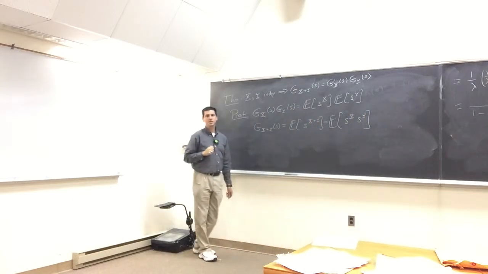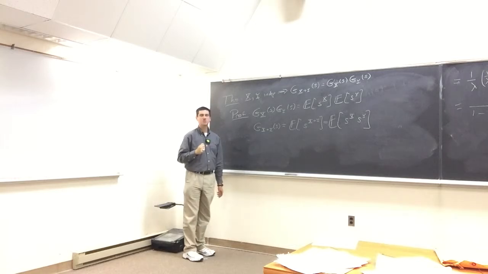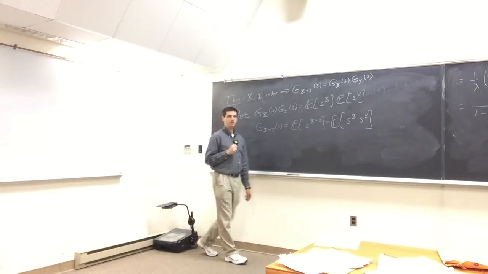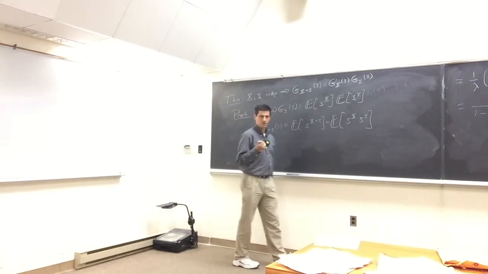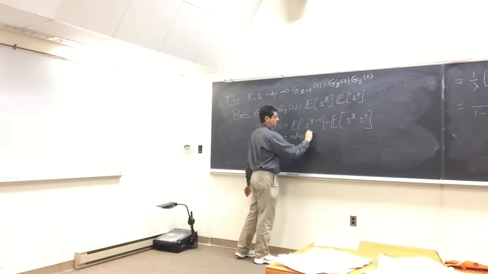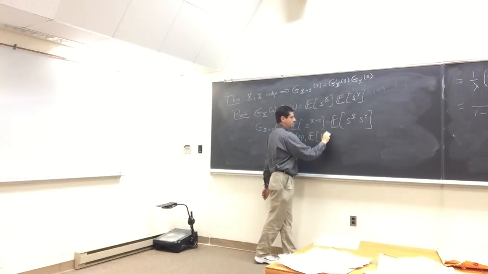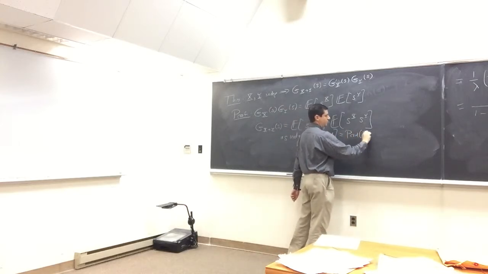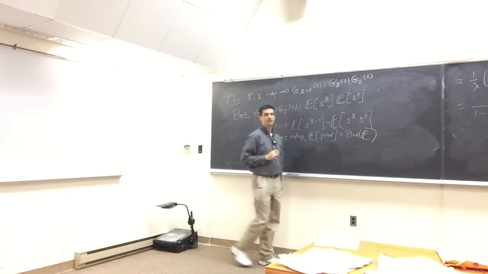I'm not going to go through all the details. The details are in the book. But what's the expected value of a product? The product of the expected values? Always? Only if the variables are independent. So the expected value of a product is the product of the expected values. And that finishes the proof.